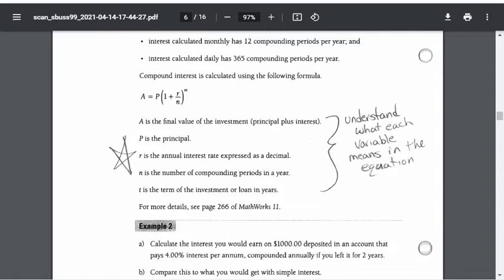R is still the annual interest rate, again expressed as a decimal. And the N is the number of compound periods in a year. So this is the only new one here. We had T as time before in years.